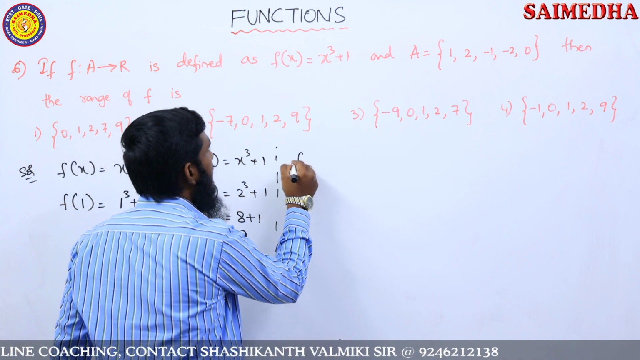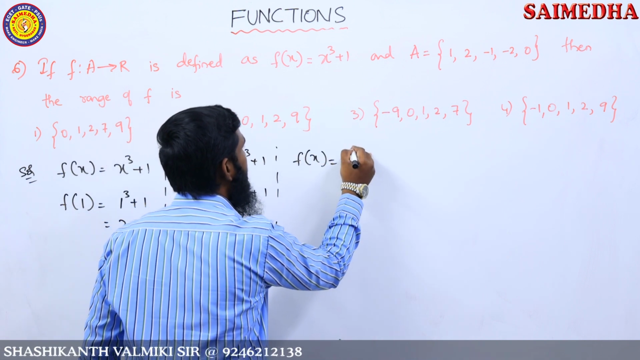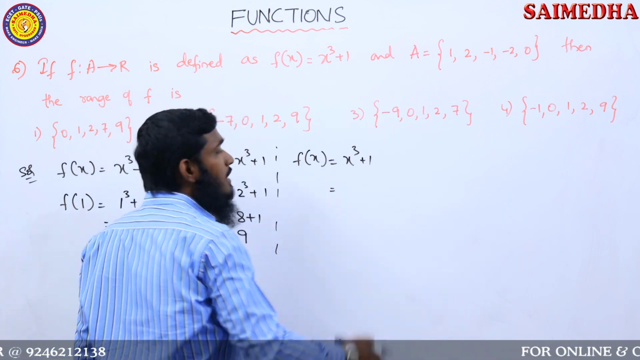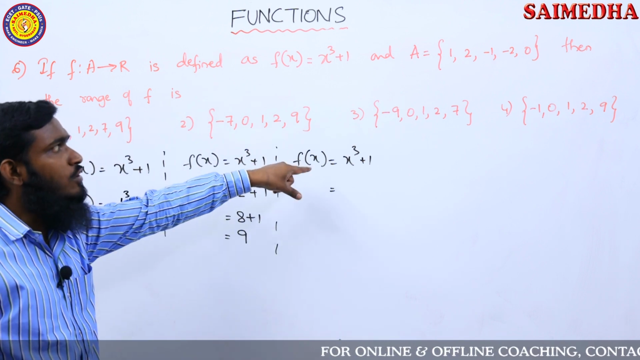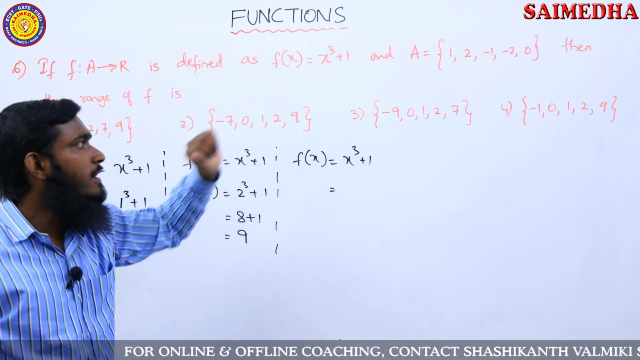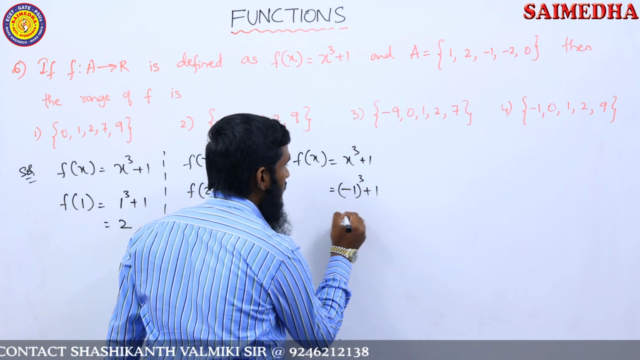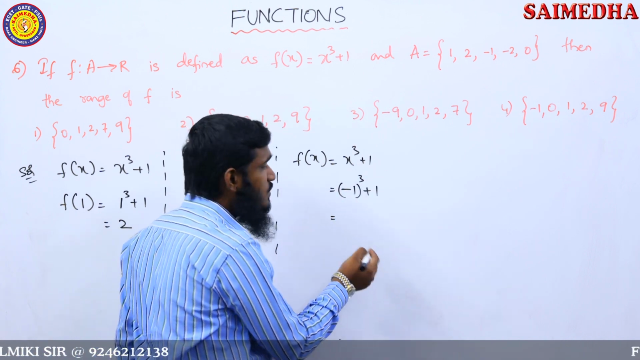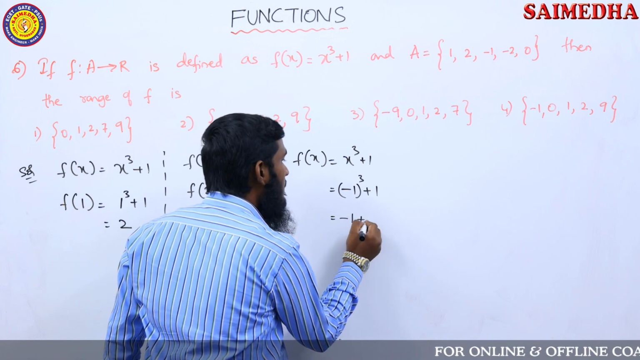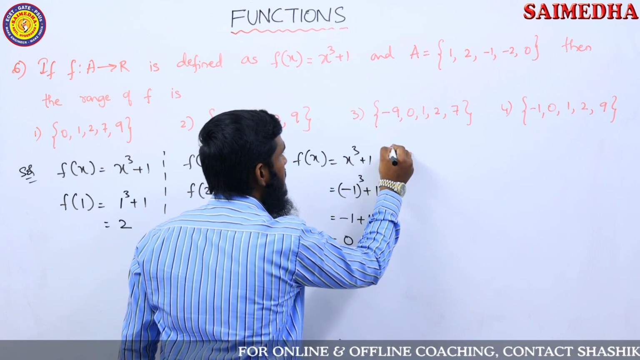Now next part, f of x equals x cube plus 1. In the place of x we have to write minus 1. So minus 1 whole cube plus 1. Minus 1 whole cube gives minus 1, so minus 1 plus 1 equals 0.